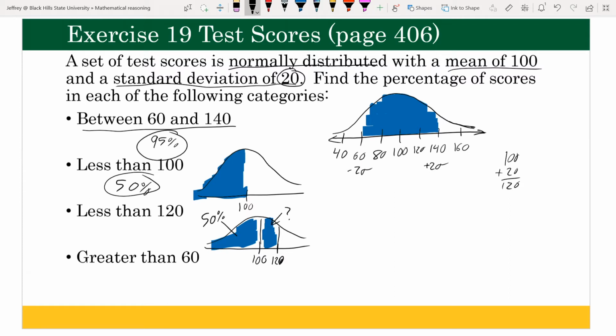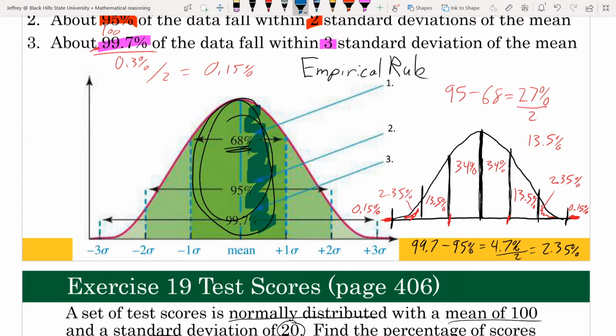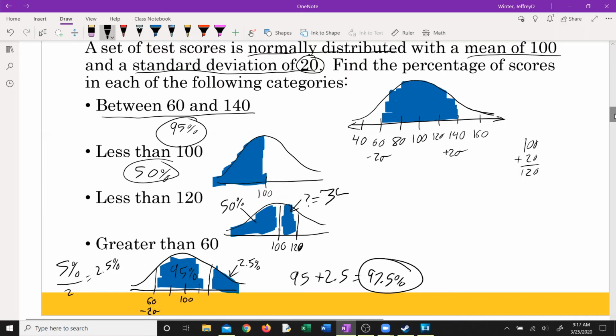Well, from the previous slide, we found out what that area is. And we know that 120 is 1 standard deviation from the mean, but we're only looking at half of that area. So what I'm talking about, we know that we have this area, which is 68%, but we're only interested in the right half of that region. So we only wanted half of 68, which is 34%. So 34 plus 50% is 84%.